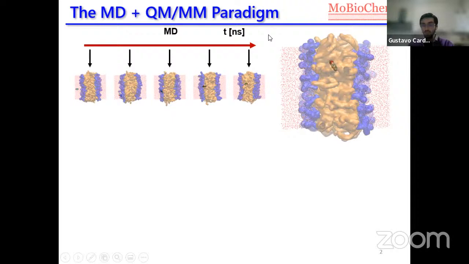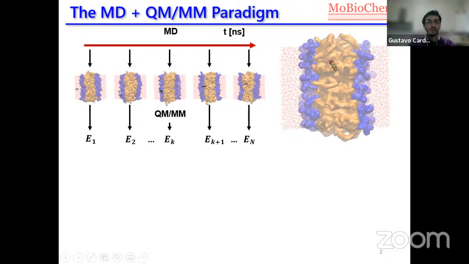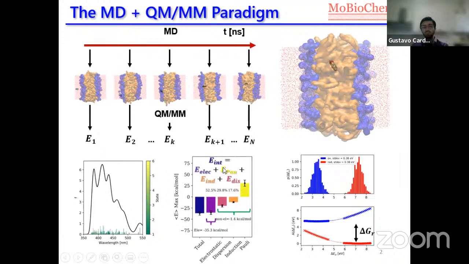Afterwards, we perform a so-called single point quantum mechanical molecular mechanical calculation on top of each one of these geometries, okay? What it is going to give us is a distribution of whatever property we're interested in. Of course, here I'm showing the energies, but this need not be the case. For example, we could also be interested in vertical excitation energies for computing absorption spectra, like in this case, or interaction energies, which I'm going to introduce in the next slide and which is the topic of this talk, but also some other thermodynamical properties, for example redox potentials.